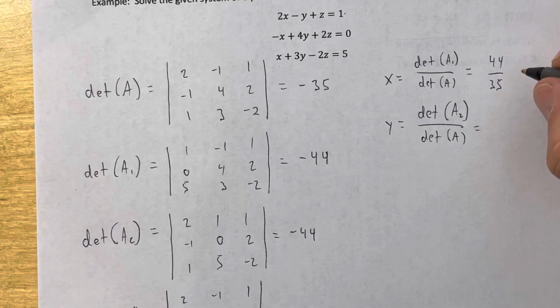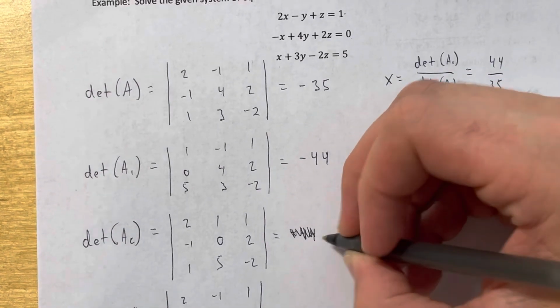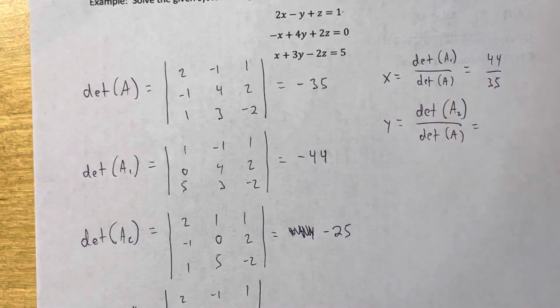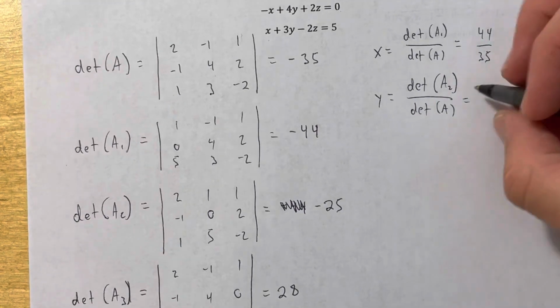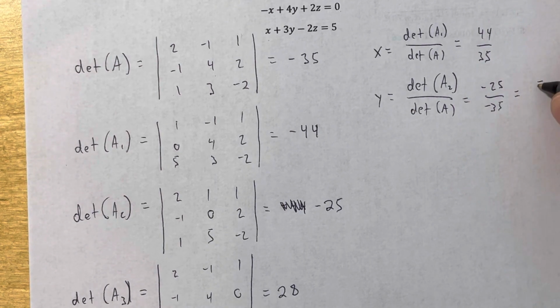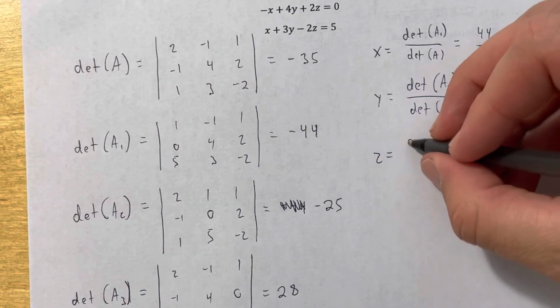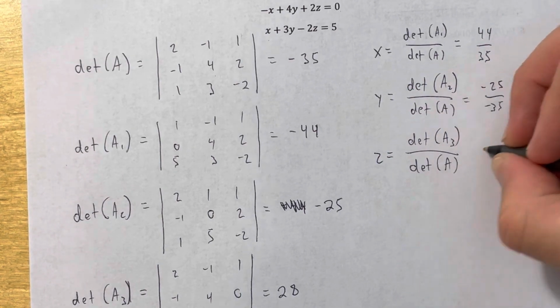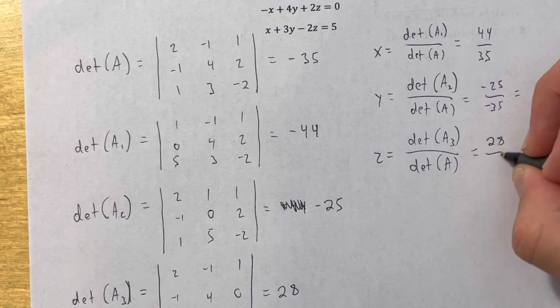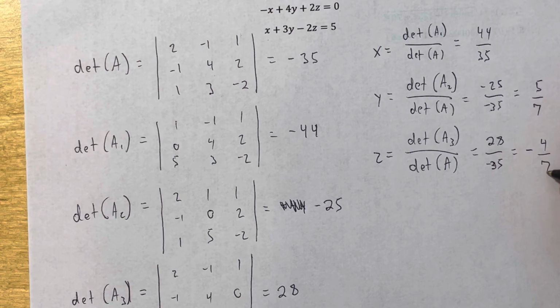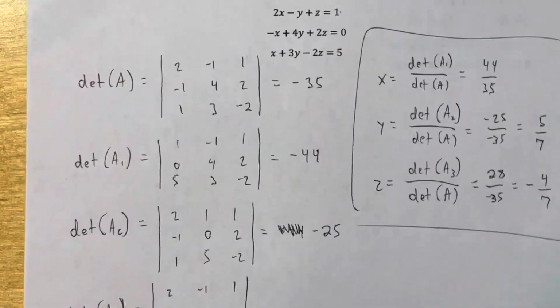I think I wrote the same one down twice. Sorry, I wrote the wrong value here. This is supposed to be negative 25. I think I just copied the same thing over accidentally. Negative 25 over negative 35. Let's simplify that. We get 5/7. Okay. Finally, z is equal to the determinant of A3 over the determinant of A. That's equal to 28 over negative 35, and we can simplify that to negative 4/7. Okay? That gives me my solutions.